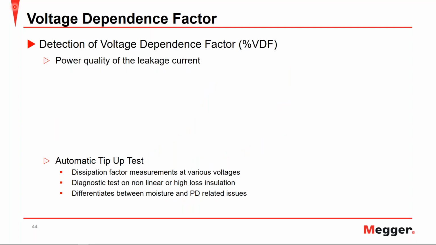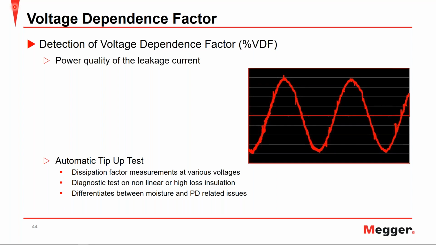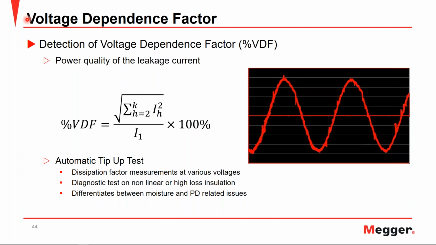Next is the voltage dependence factor, or the VDF. And this is essentially a power quality measurement of the leakage current. And it uses just a total harmonic distortion equation here. What essentially it does is it looks at the leakage current, and if it sees this distortion or these harmonics here, and they're great enough, it'll increase this percent VDF and flag it, saying that there's a voltage dependence here. And this could be due to moisture, it could be due to partial discharge.